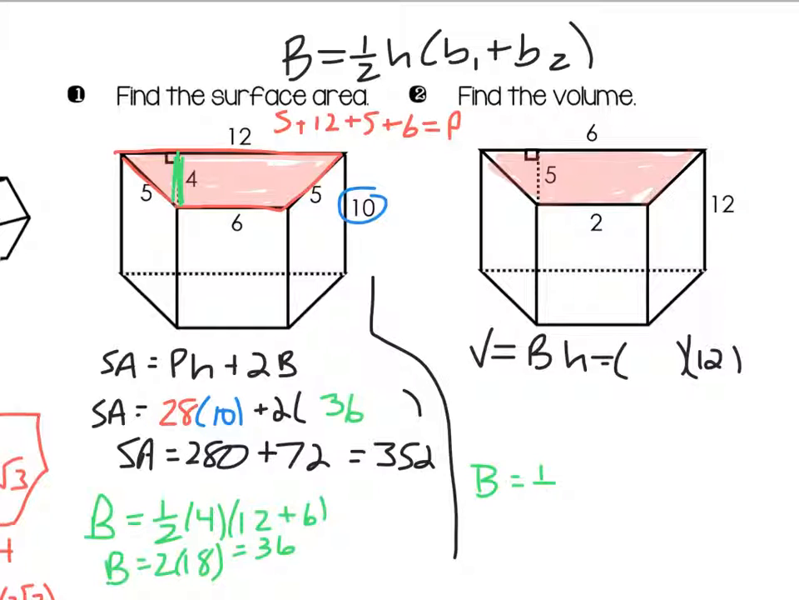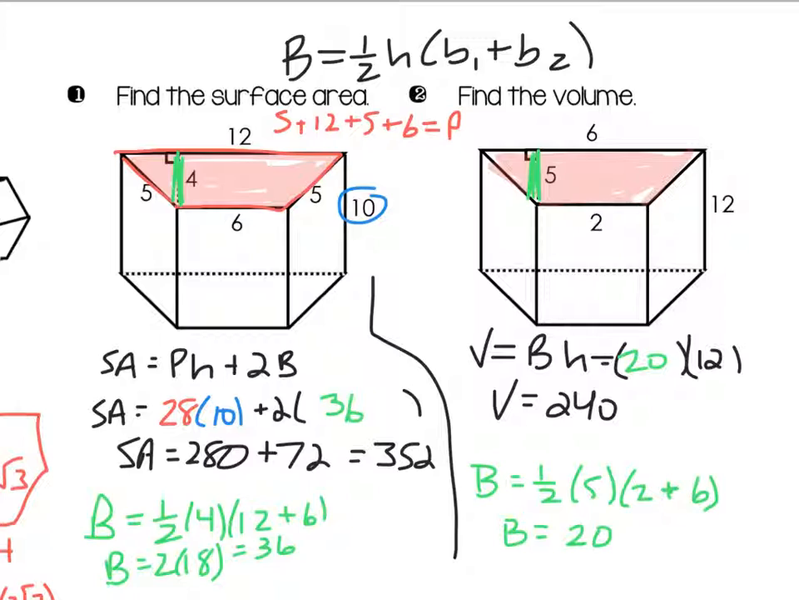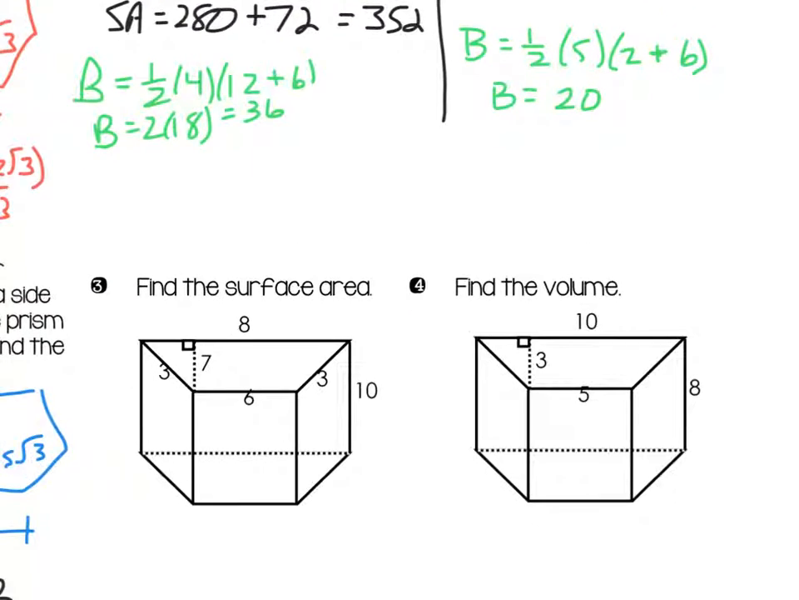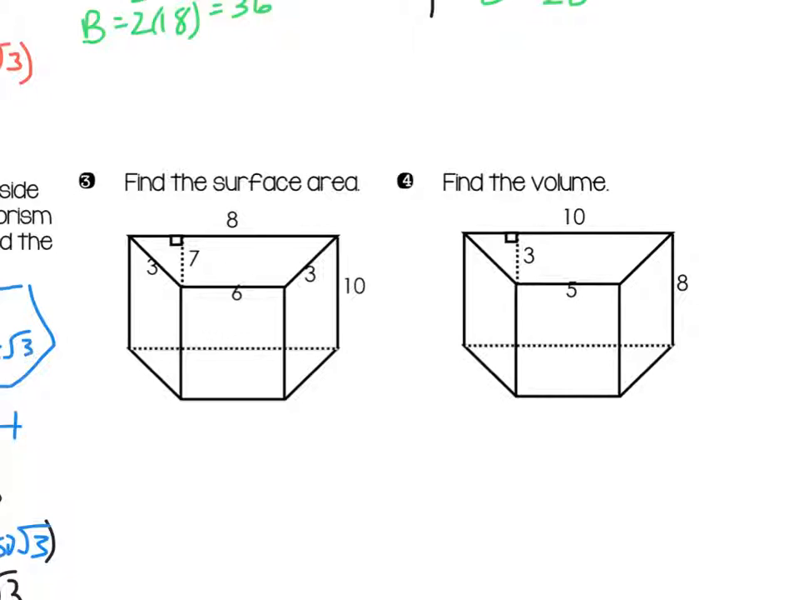Base equals 1/2 times my height of the base is 5 times base 1, 2 plus 6, which is going to give me 20 as my answer. And then when I do 20 times 12, I get that my volume is 240 units. Okay, just more of the same.